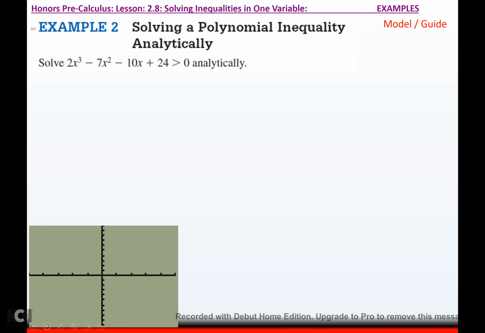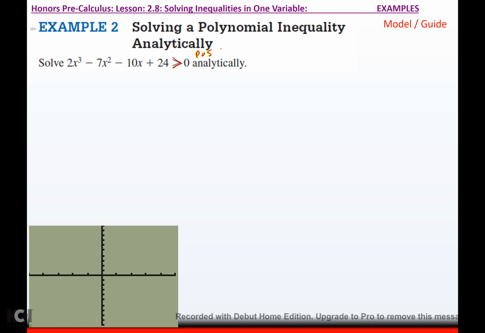Okay, so this one says solve this analytically. All right, analytically pretty much means graphically or algebraically. I don't know. Anyway, they're wanting to know when this function is positive. Okay, let me change colors here. Because it's greater than 0, they want to know when this function is positive.